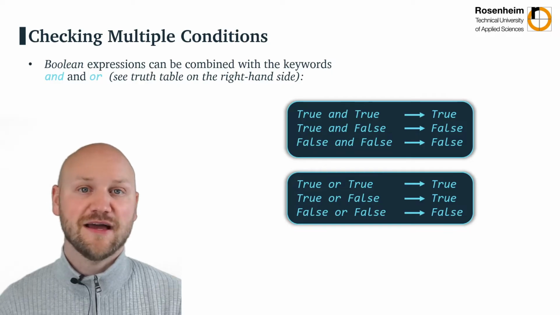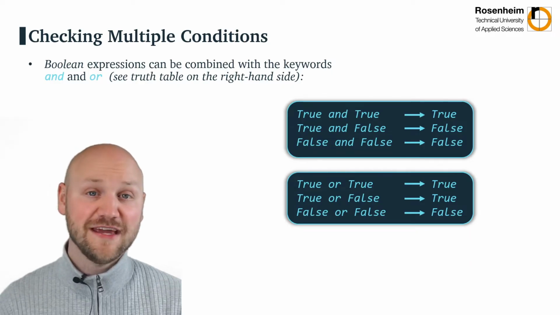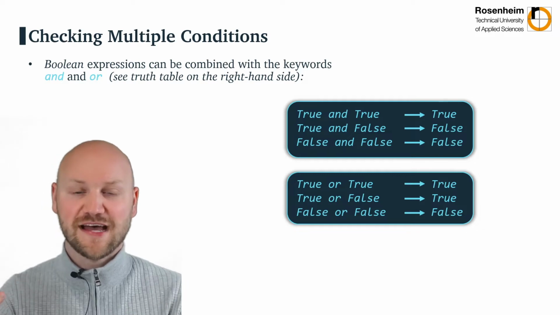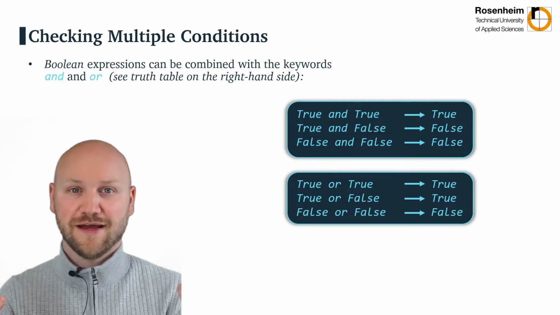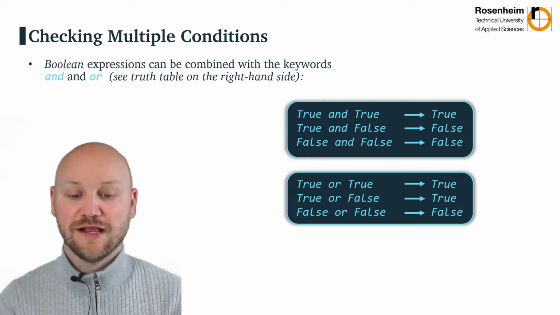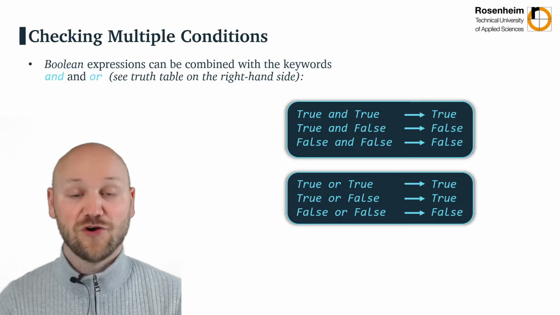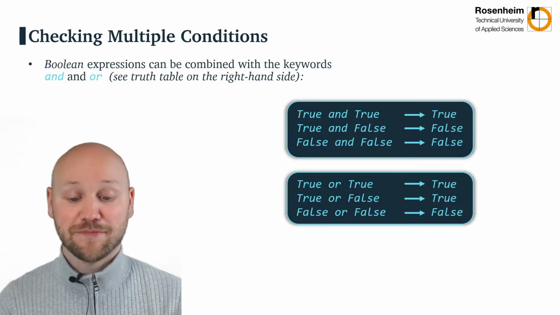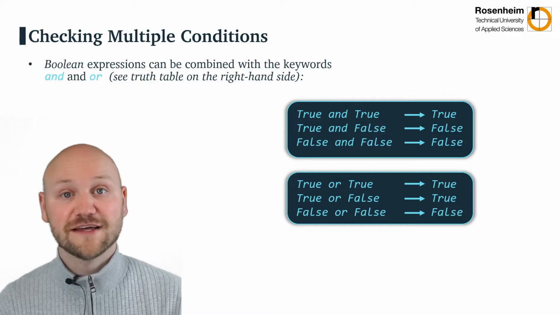If I'm saying I need to be older than 18 and a male, then both sides need to be true. It's not acceptable if one is true and the other is not. Both need to be true, leading to the situation where you have true and true is true, true and false is false, because both need to be true, and of course false and false is also not true.